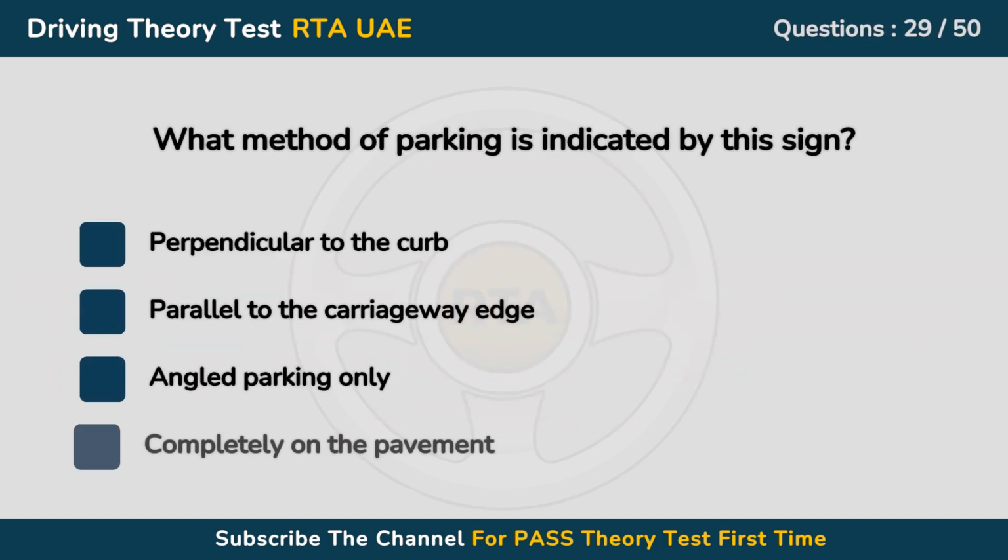Question 29. What method of parking is indicated by this sign? A. Perpendicular to the curb. B. Parallel to the carriageway edge. C. Angled parking only. D. Completely on the pavement.